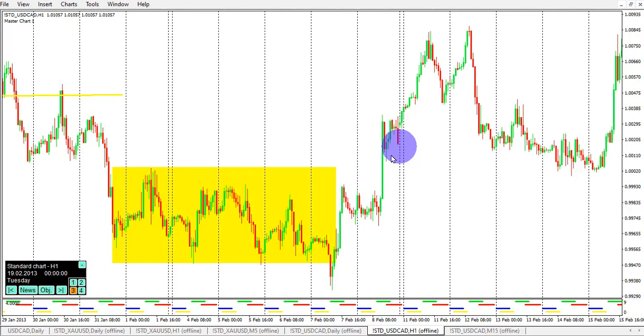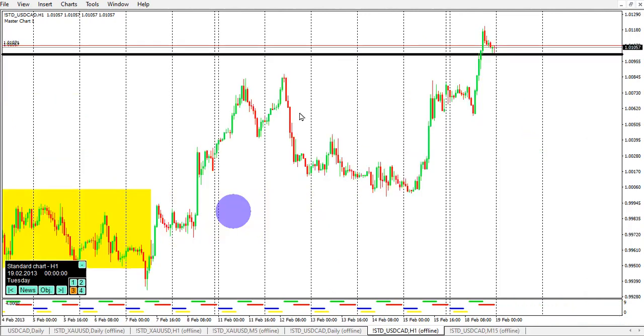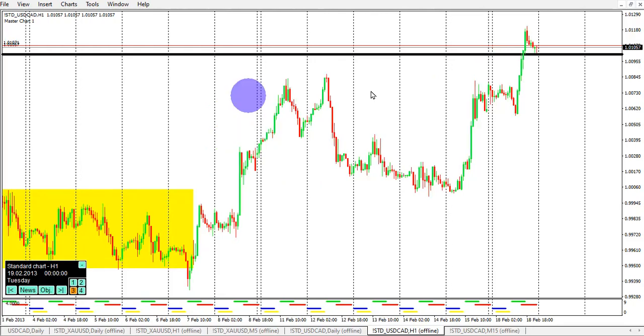So again, you would want to use the price action you're seeing on the lower time frame to confirm what you're seeing on the higher time frame. Okay. So for instance, this is the area where we have that order block on the daily chart where we're saying the price is going to find difficulty breaking through.